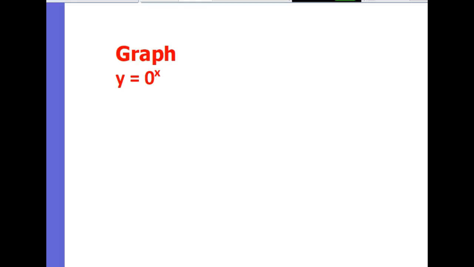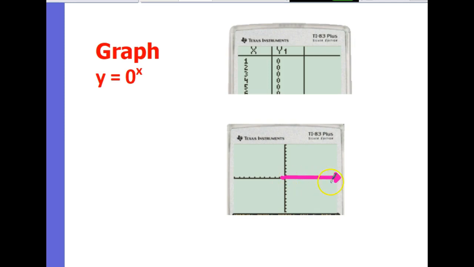Before we look at your blue note paper, would you graph this in the Y1 part of your calculator and look at the graph in your calculator? You're not convincing me you're doing that if you're not picking up your calculator. Pick up your calculator and put Y equals 0 to the x power and look at the screen, and it looks like nothing happened. But actually, something did happen. There is a graph. It just happens to be right on top of the axis.